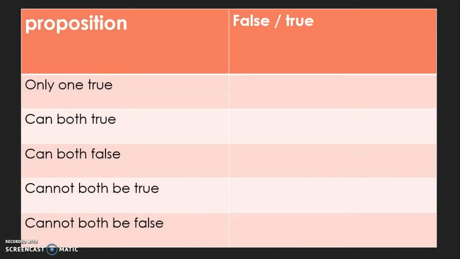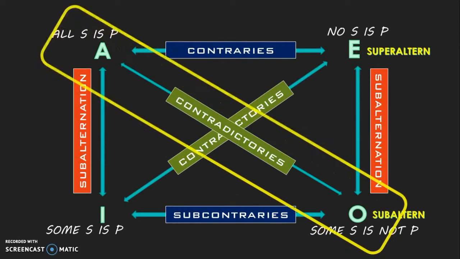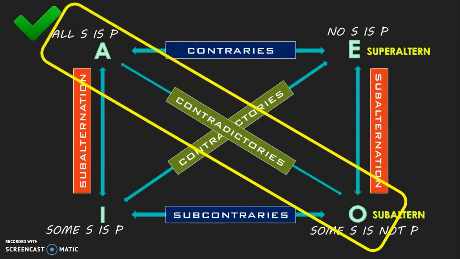So, only one can be true and the other will be false. They cannot both be true and cannot both be false. For example, A and O. If A is true, O will be false.